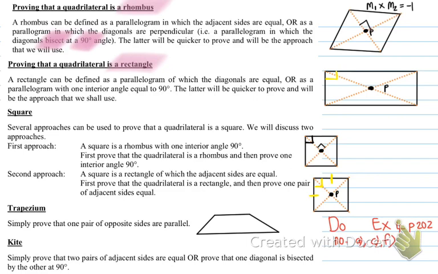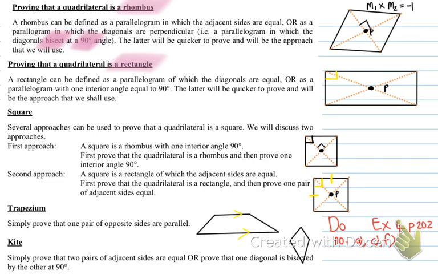The only way that I can prove something is a trapezium is by proving that the opposite sides are parallel. And then a kite. For a kite, I don't have a lot of space to draw a kite right now. Okay, so there's a kite.